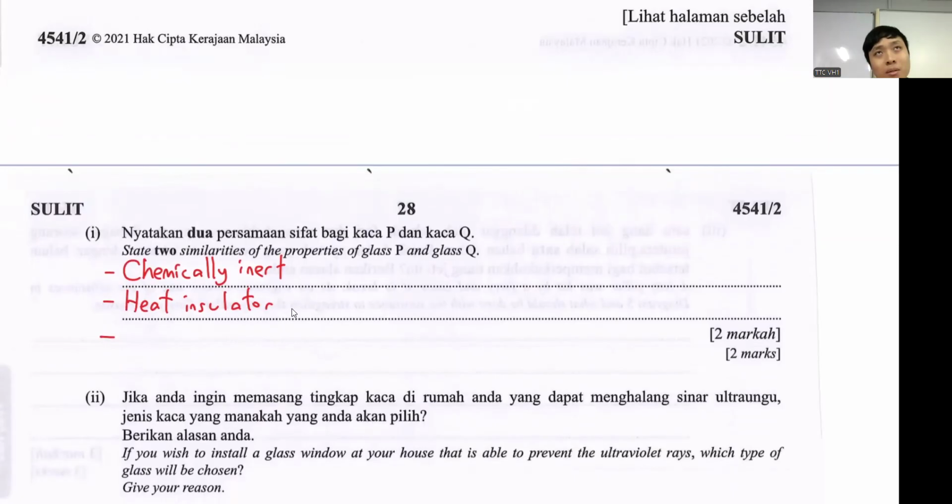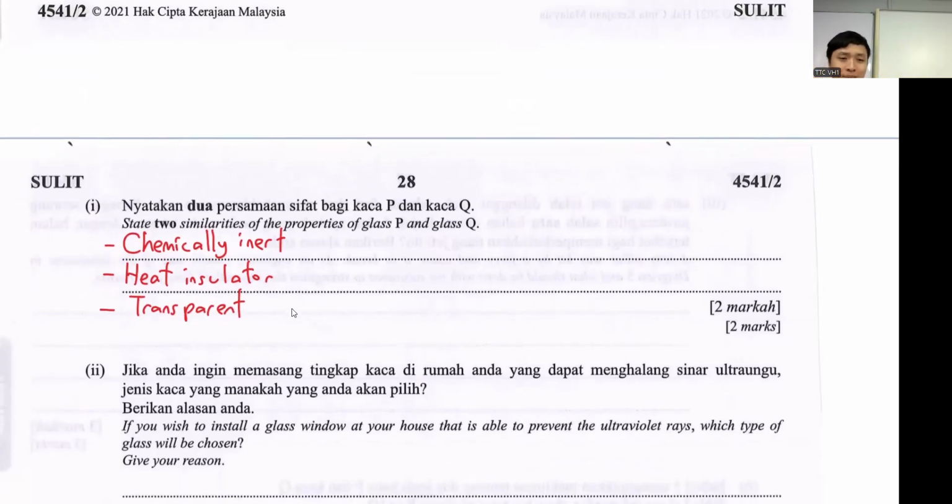Electrical insulator. It can also be written, but normally I don't write it, although there's nothing wrong with it. Another one is the most obvious one: transparent. So you have three main ones.